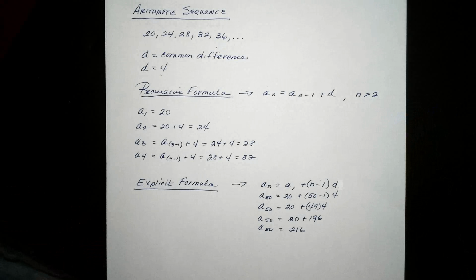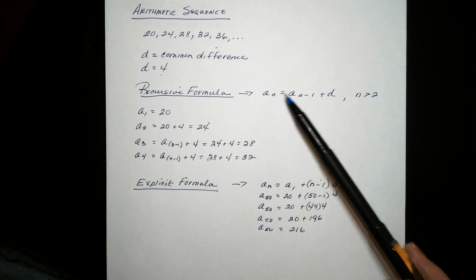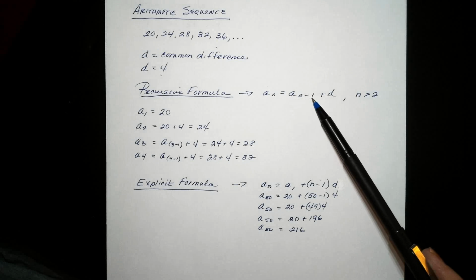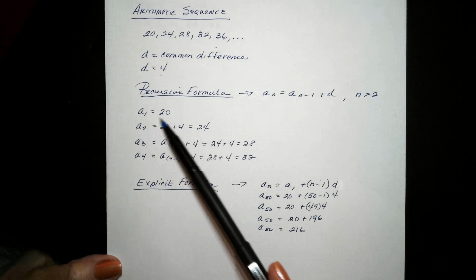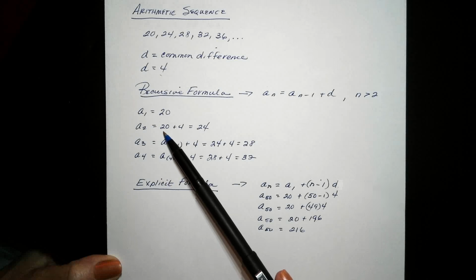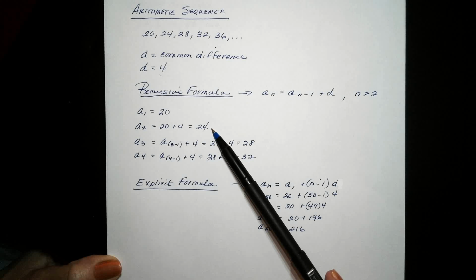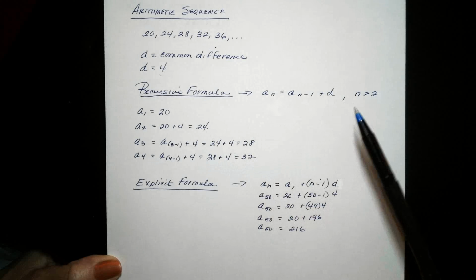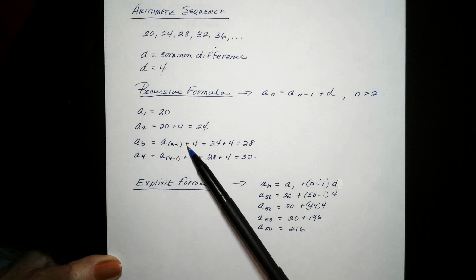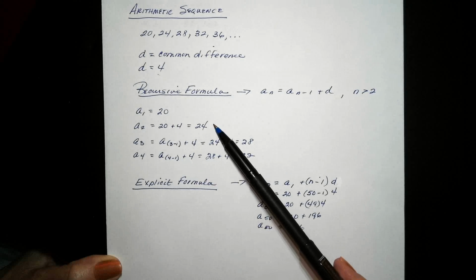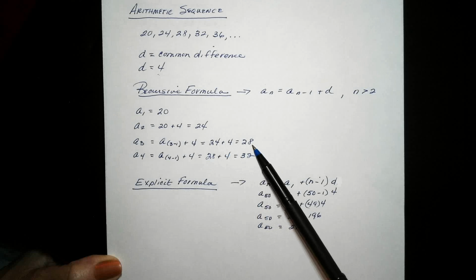So let's talk about what that means. Okay, if I'm looking for any number, I have to take that number and subtract 1 from it and add the common difference to it. So a1 is 20. a2 then is going to be 20 plus my common difference, in this case 4. So a2 is going to be 24. Okay, now I can kick into my recursive formula where a3 is a_(3-1) plus 4. 3 minus 1 is 2, so I know that a2 is 24. My second position is 24, so 24 plus 4 equals 28.